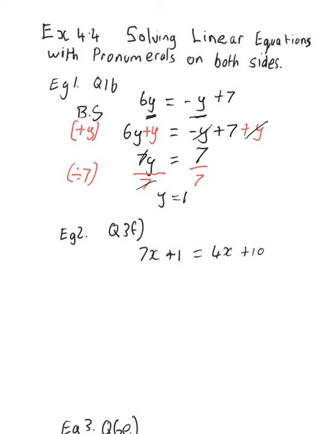And you can substitute that back into the original equation. 6 times 1 is 6, and we have minus 1 plus 7 also equals 6, so we know that our answer is correct.